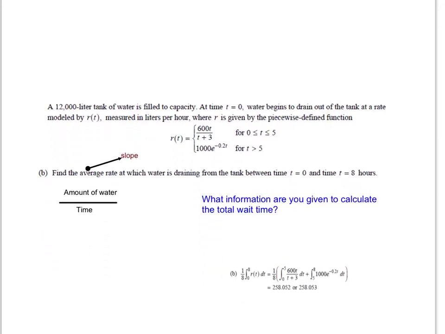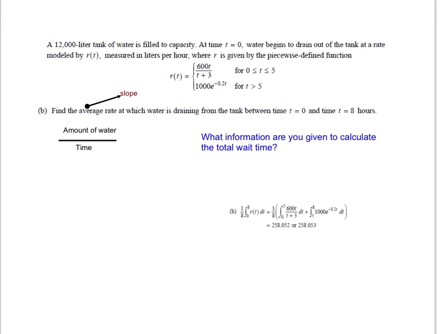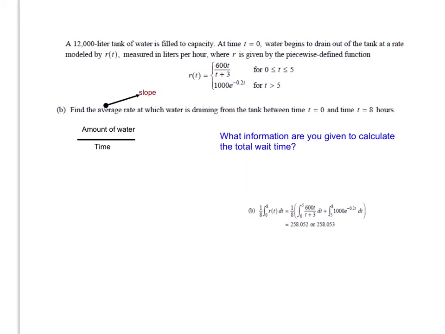Okay, now, again, this is another problem, but we had this in our last FRQ practice test. And here we are told we have a 12,000 liter tank, and at time t equals 0, it will begin to drain at a rate modeled by R of t. So this is the rate at which it's draining, in liters per hour. So this is a rate of change function, okay? Now you have to find the average rate between 0 and 8.